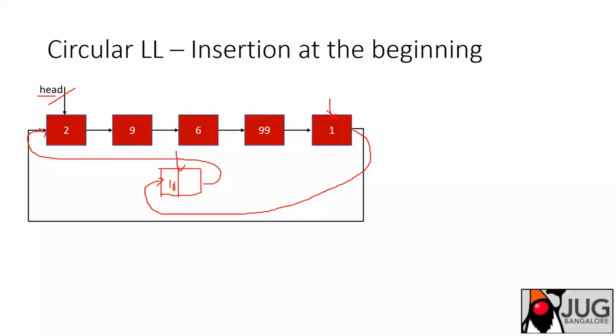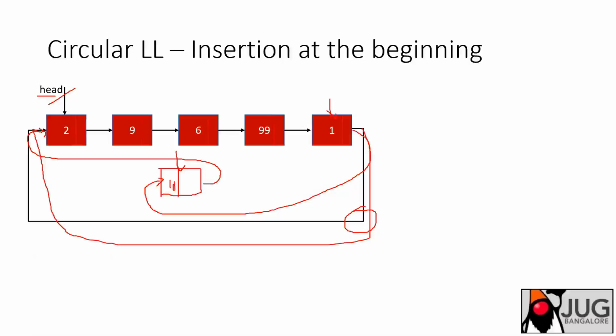Why do we need to go till the last node? Because we need to adjust this pointer, which is pointing back to the head node. This reference we need to adjust. That is why we go back to the last node: this arrow has to be adjusted to point to the newly created node which is being inserted at the beginning.